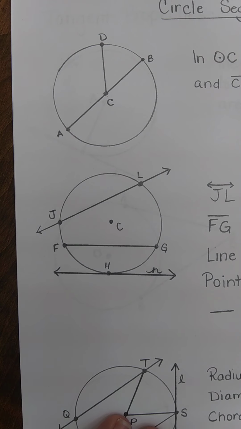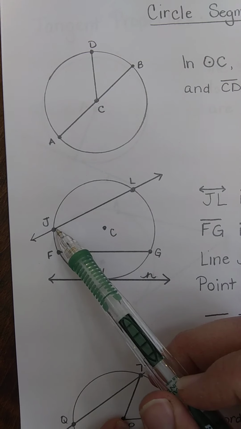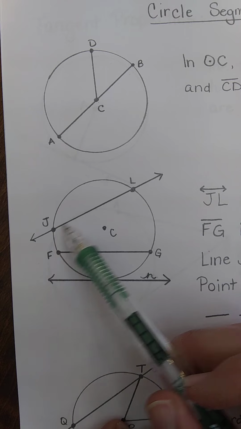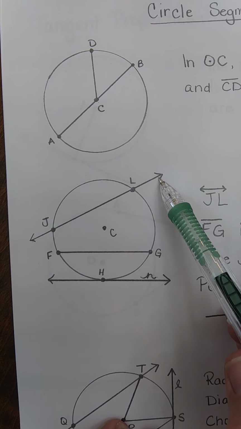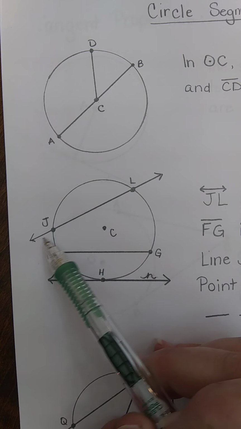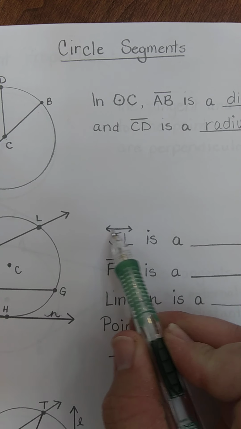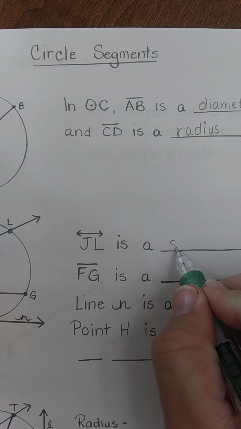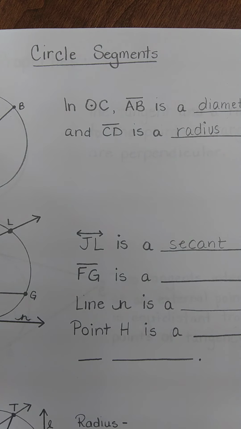Now let's look at three other vocab terms that are segments within our circle, probably ones you are not familiar with. So we're going to start out with JL. You will notice that JL is a line. It doesn't stop at J and L. It doesn't have endpoints. It has arrows at each end. It just keeps going all the way through the circle. When a line cuts through your circle like that, it has to have a line symbol on it, and that is what we call a secant. Secant. Cuts through the circle and keeps going.